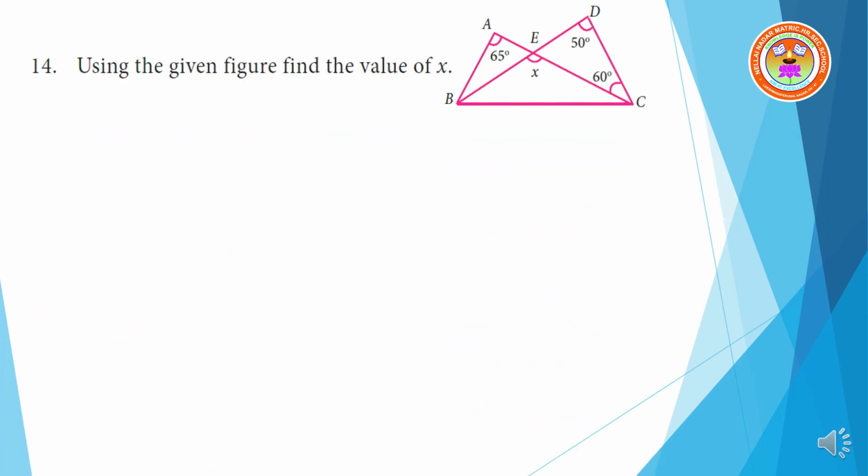Question number 14. Using the given figure, find the value of x. So now let us look at the diagram. So there are two triangles, ABC and BDC. Okay, and the angles have been marked. Now let us move on to the solution part.